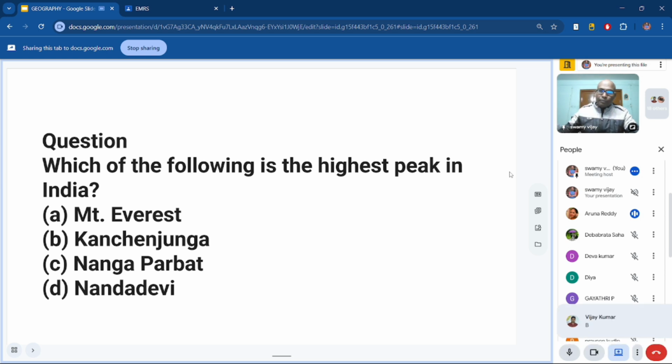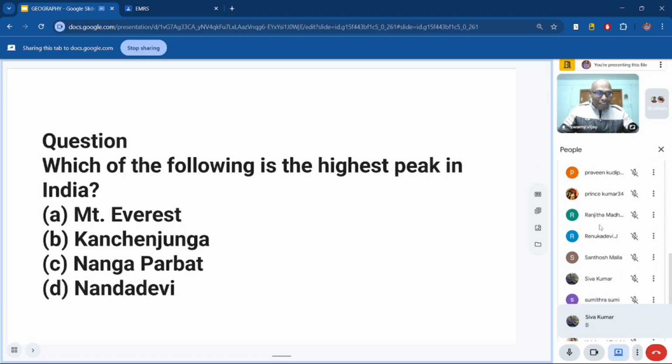Which of the following is the highest peak in India? Option A, Mount Everest. Option B, Kanchenjunga. Option C, Nanga Parbat. The highest peak in India is Kanchenjunga. It's located in the Himalayas. Option D, Nanda Devi. And has an elevation of 8,508.